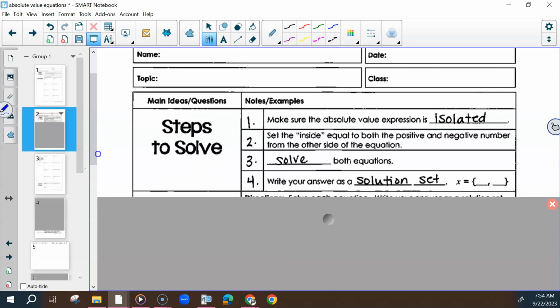Number 1, make sure the absolute value is isolated. What does isolated mean? By itself. So we have to get it by itself. Then we're going to set the inside equal to both a positive and negative number from the other side of the equation. We'll talk about what that means here in a bit. Then we're going to solve both equations. Then we're going to write the answer in a solution set. So it's going to look like this. X equals, in these curly brackets, one answer and then the other, least to greatest.